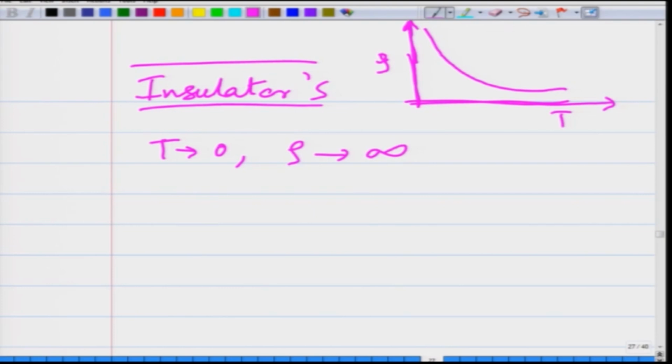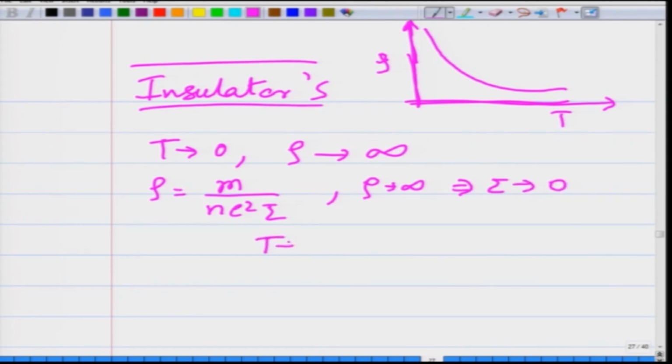And what does Drude's theory say? Drude's theory says that the resistivity is m by n e square tau. So, if resistivity tends to infinity, it implies that tau should be tending to 0, or insulators are materials in which as T tends to 0, tau tends to 0. If you recall, tau is the time interval between two successive scatterings of the electron. It emerges from one and scatters within a time interval tau.